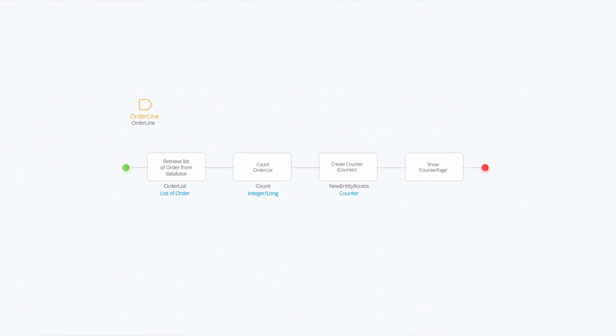This assignment will teach you how the Apply Entity Access feature works in a microflow. The goal is to understand why and when you should enable this feature. The Total Order Counter microflow calculates the total number of orders and displays a pop-up window with the counter value.